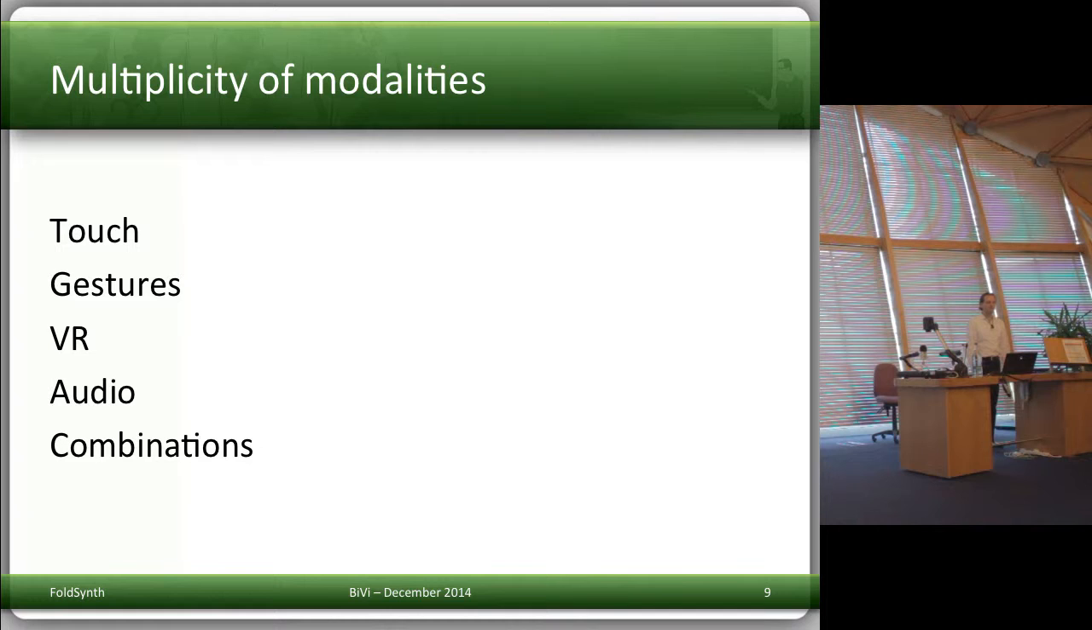There's also a multiplicity of modalities we are interested in exploring. More recently, we're looking a lot at touch, because we're now using common platforms like tablets. A bit further in the near future, I think we're going to see how we can replace some of that interaction with gestures, as sensors from computer vision become better and more affordable. There's the area of VR, virtual reality; whether this is useful in this context remains to be explored. We've explored audio a little bit, and I think there's a lot more to do, and combinations of these.